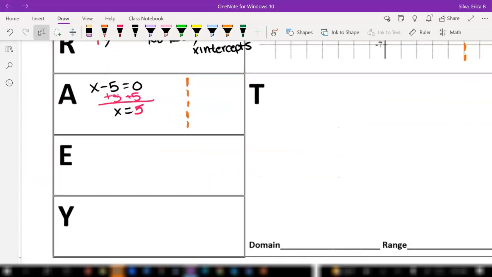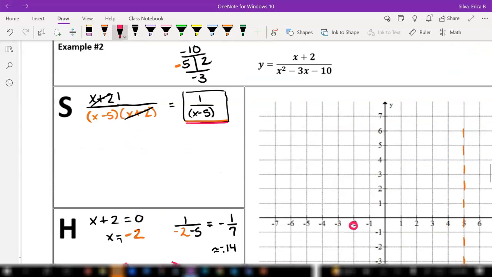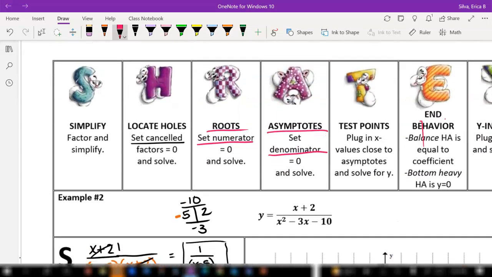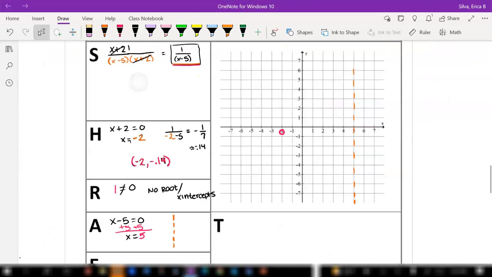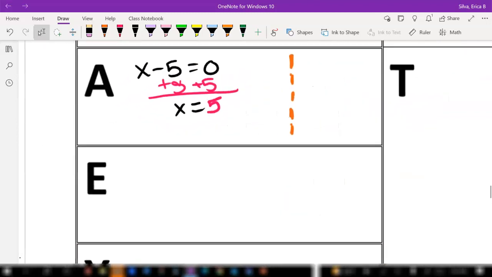Next, we're going to look at the end behavior. Now, the end behavior is where we look at whether they are balanced or bottom heavy. Now, remember, we're going to look at the term with the highest exponent for each of the numerator and the denominator.